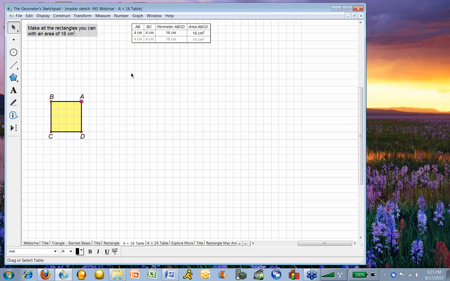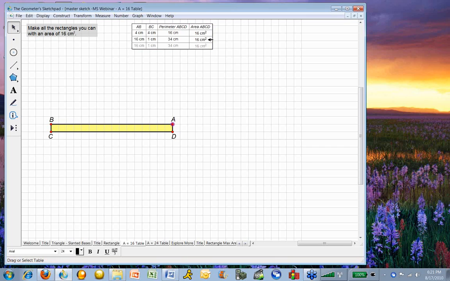I found one rectangle, so let's find another long skinny one. That usually is the first one that they do. And there's another one that has an area of 16 square centimeters. It obviously has different side lengths, and it has a different perimeter. So we're going to save that one by double-clicking the row and moving to the next. Students would continue to do this throughout the activity until they have basically found all the 16 square centimeter areas. And I'll just do one more.